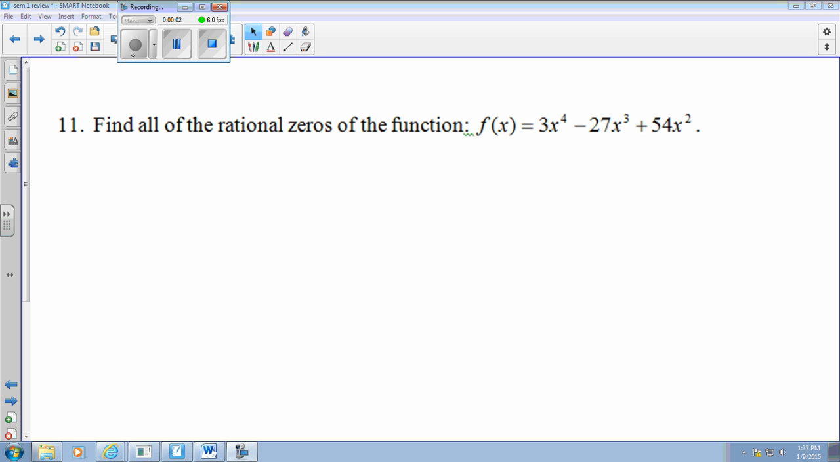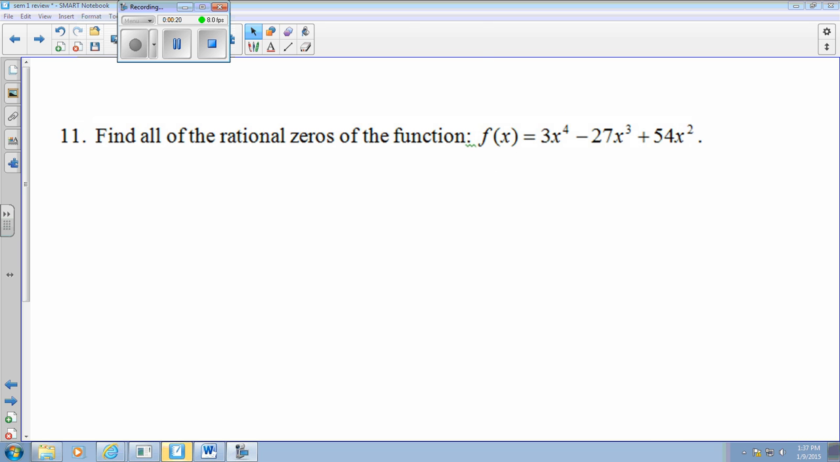Here we are on the second video of the first semester review for math analysis. We're going to find all the rational zeros of the function. First thing we need to do is factor this. If I'm going to find my zeros, I need to set this equal to 0.